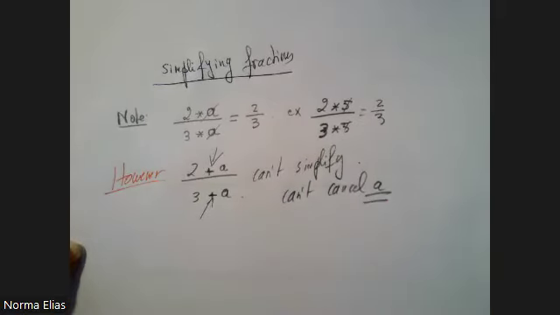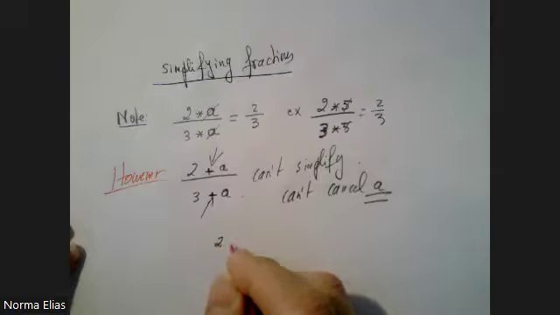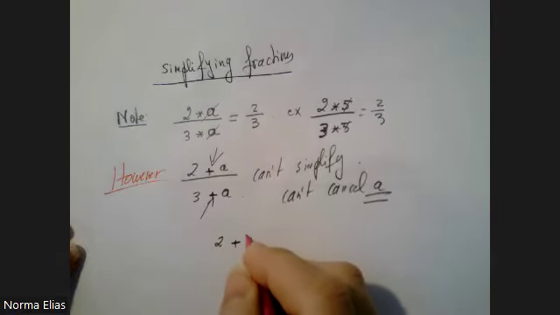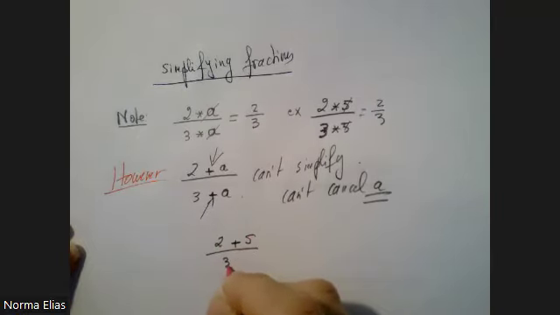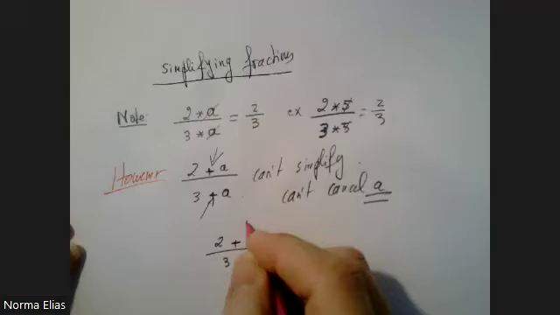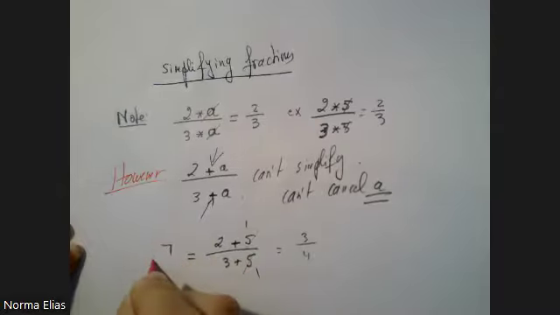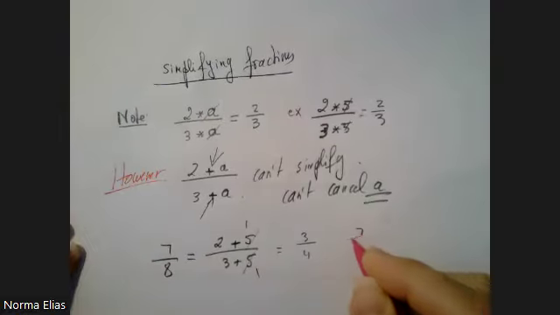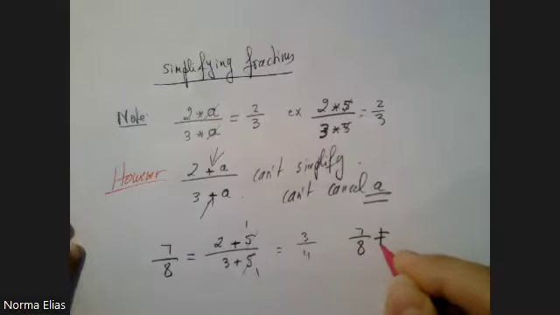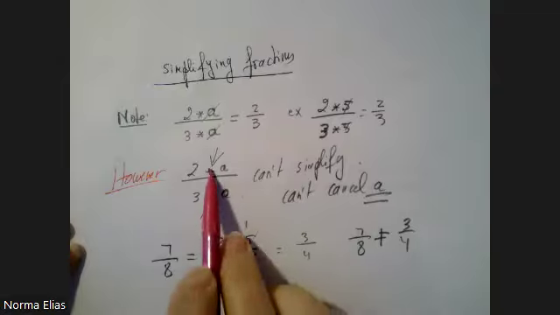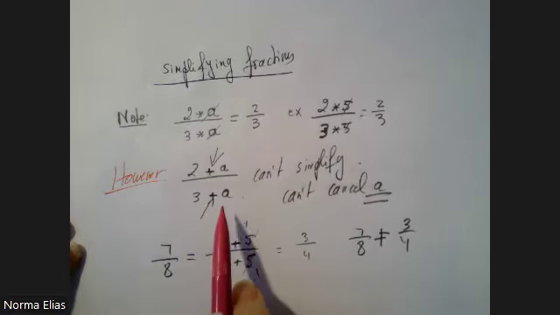Because if, instead of A, I give you a number. Suppose I have 2 plus 5 divided by 3 plus 5. If I cancel the 5, I make this into 1. This is 3 over 4. But this is 7 over 8. 7 over 8 is definitely not 3 over 4. So when I have addition, I cannot cancel.